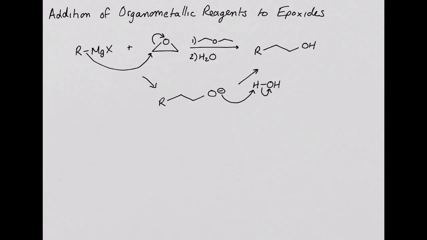The epoxide we used in this example was symmetrical. What happens if we use an asymmetrical epoxide? When we use an asymmetrical epoxide, we need to consider the regiochemistry of addition of an organometallic reagent to the epoxide.